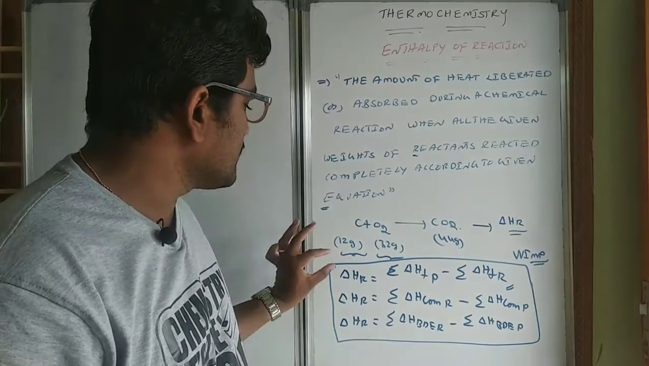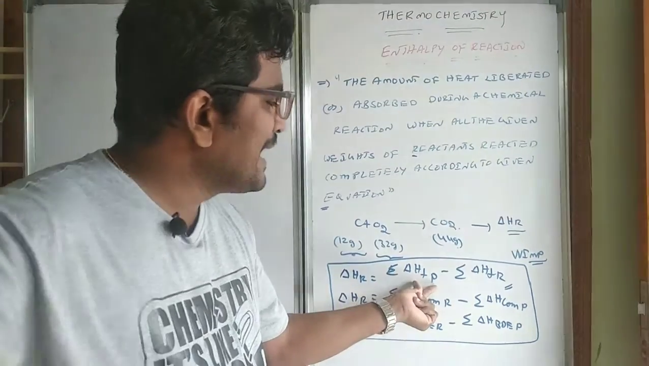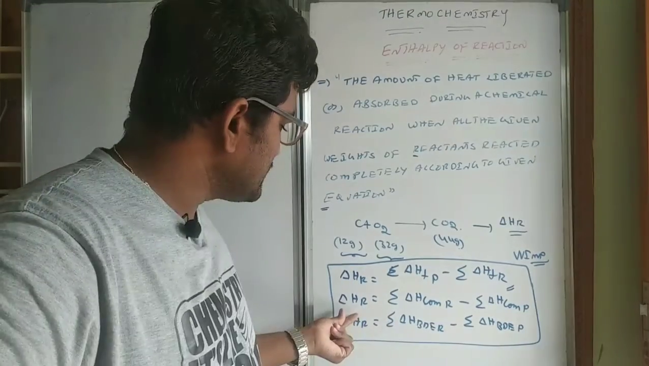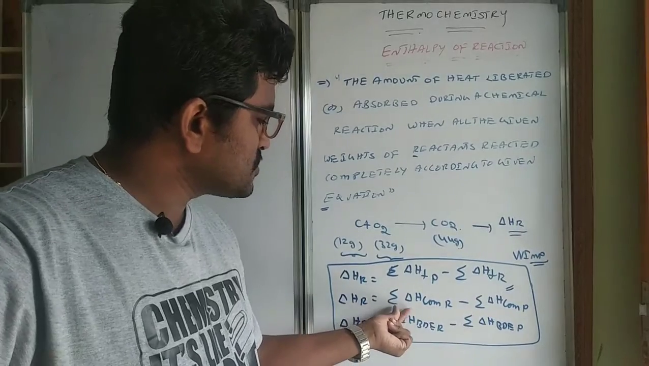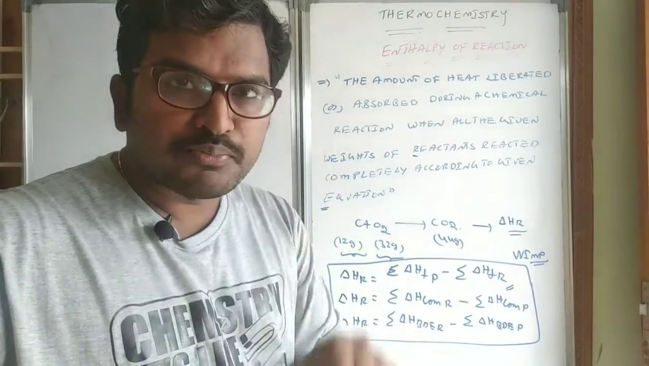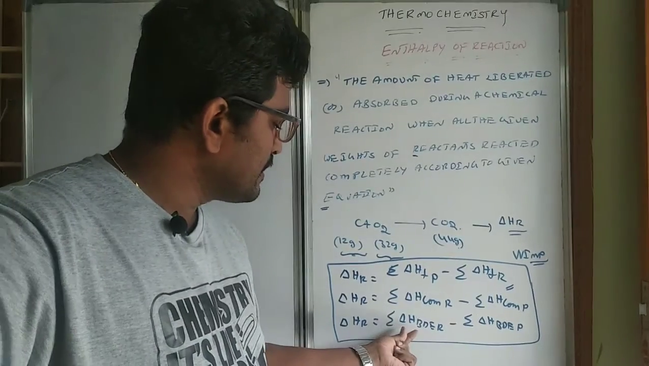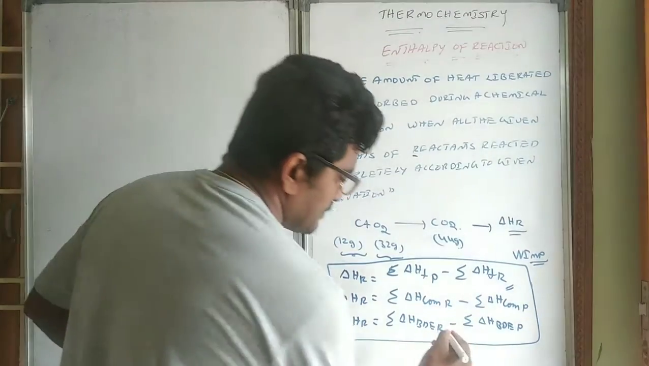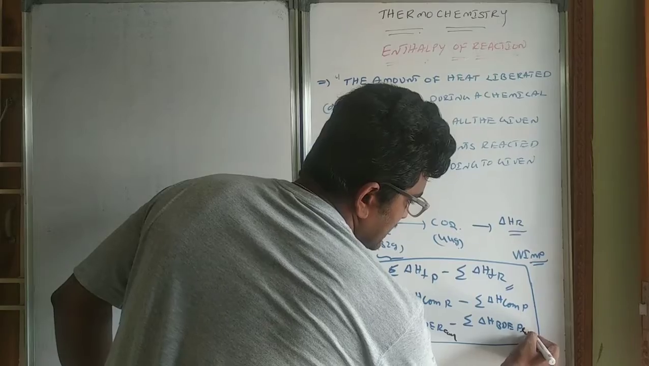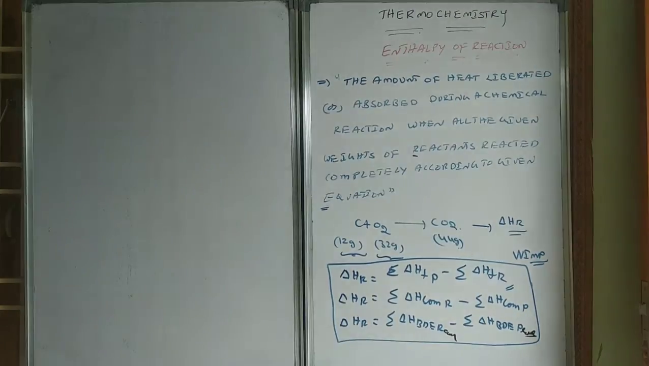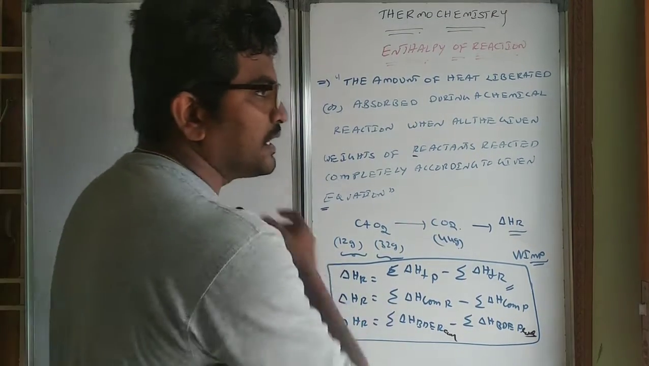Just remember these three. Enthalpy of reaction equals enthalpy of formation of products minus enthalpy of formation of reactants. Enthalpy of reaction equals enthalpy of combustion of reactants minus sigma enthalpy of combustion of products, and sigma bond energy of reactants minus bond energy of products. Be careful with reactants and products. How to do it, I will explain with some problems in the upcoming classes. Now I will not discuss that. Let us go into the next thing.